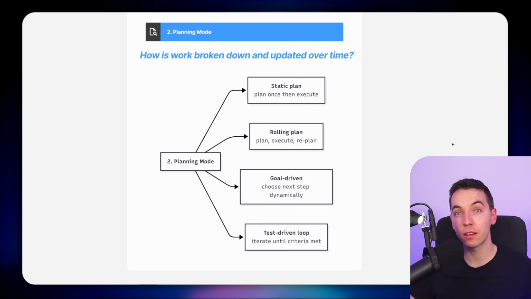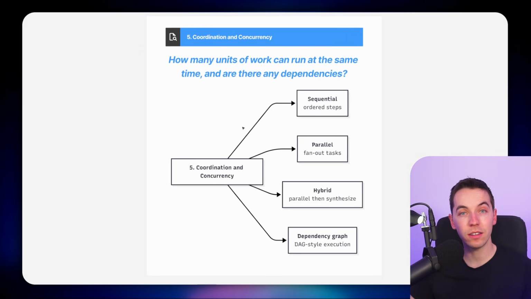Agent harnesses can vary based on how tasks are planned, if there are any dependencies, and when a project is deemed to be complete.